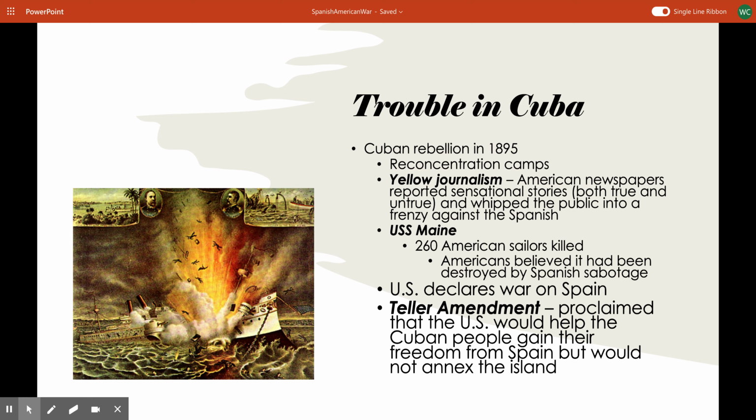And so they claimed that these oppressed Cubans were suffering at the hands of European tyrants, just as the United States had suffered before the American Revolution.